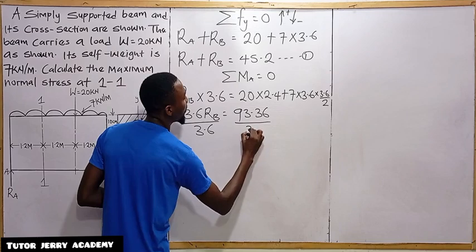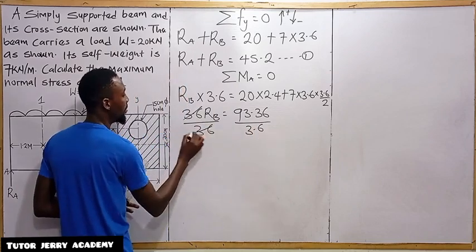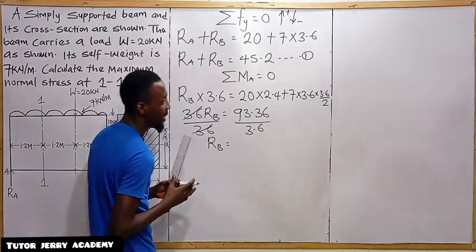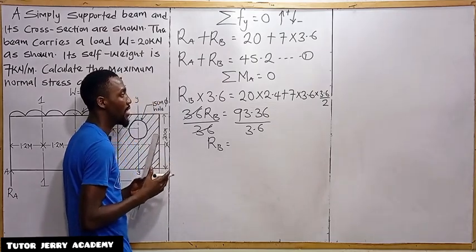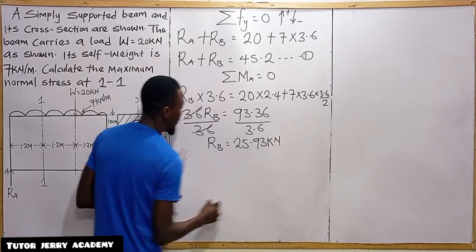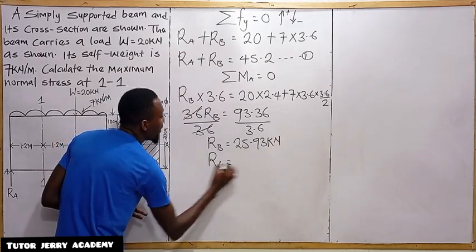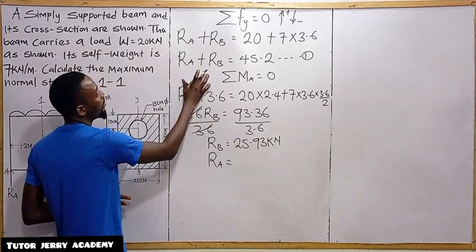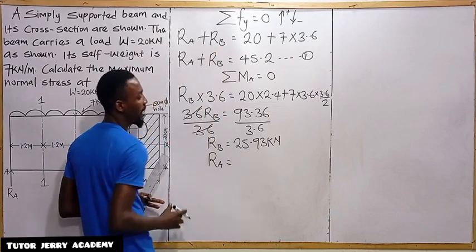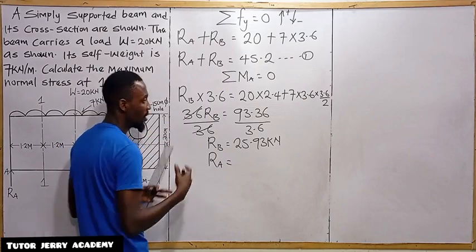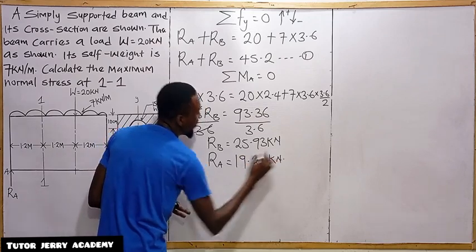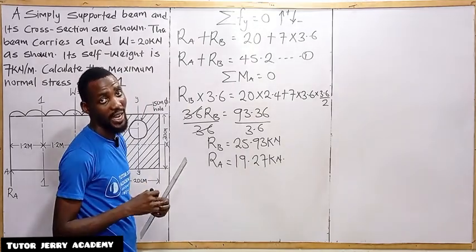For us to get our RB, we are going to divide both sides by 3.6. 93.36 divided by 3.6 is going to give us our reaction at B, equal to 25.93 kilonewton. So our reaction at A, if you make reaction at A the subject, will be 45.2 minus RB. That is 45.2 minus 25.93, which is going to give us 19.27 kilonewton. All right, so that is what we are going to have.